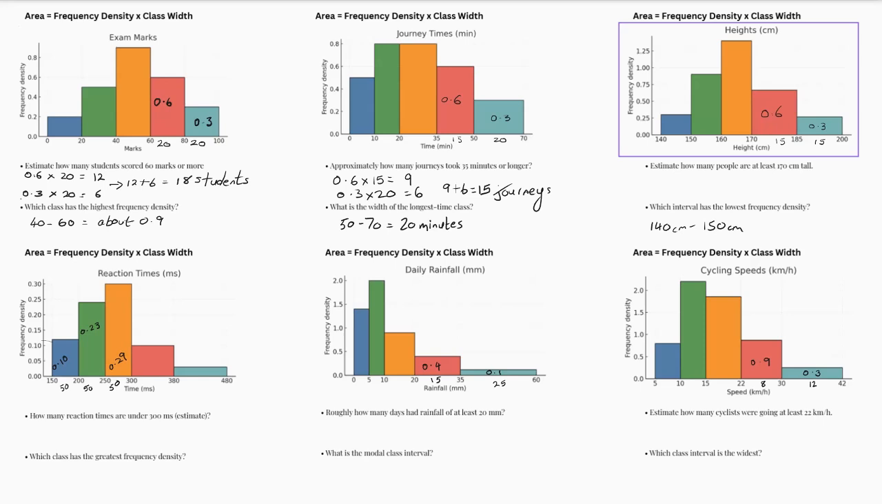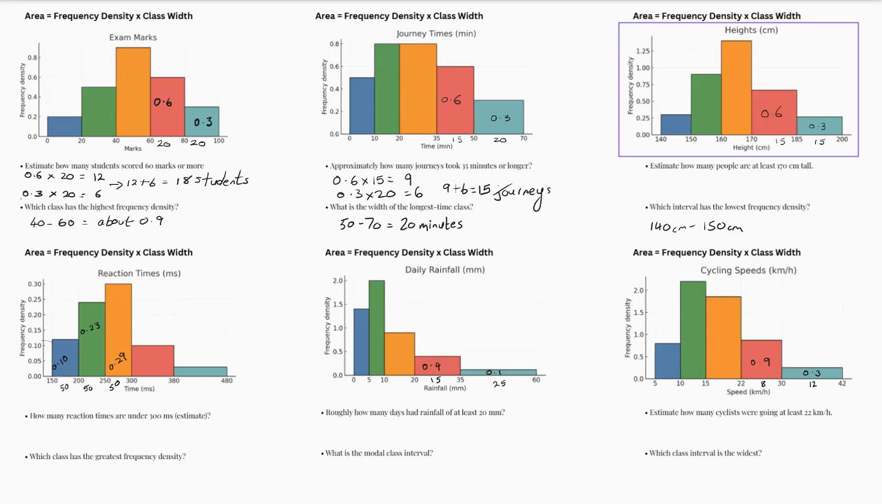Now all you've got to do is add those up, and the answer comes to 18. So it's 18 students scored 60 marks or more. Which class has the highest frequency density? Now remember, we're looking for the density, and that's upwards. So I'd put that the highest density is roughly about, because everybody draws graphs differently, about 0.9. So I'd put between 40 and 60, which is the orange bar, is 0.9. Okay, so that was our highest frequency density.